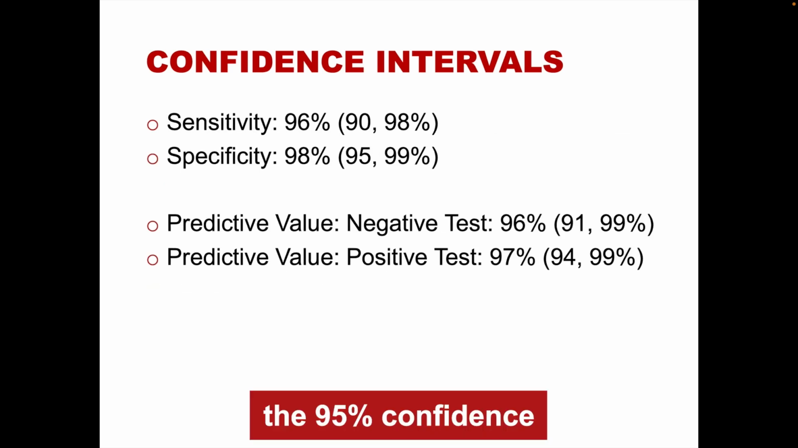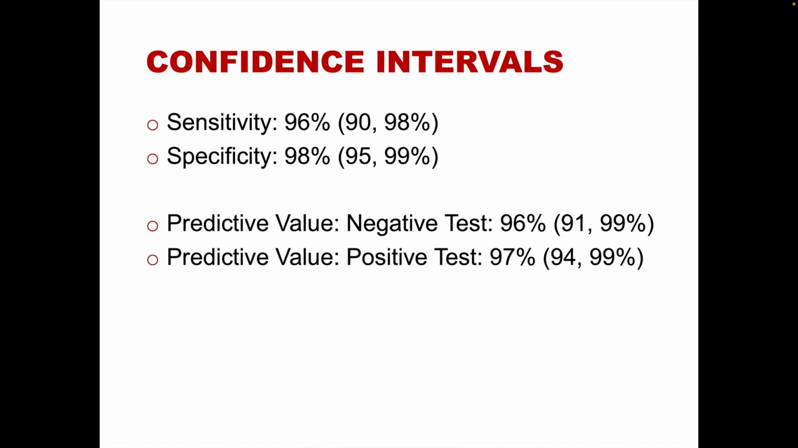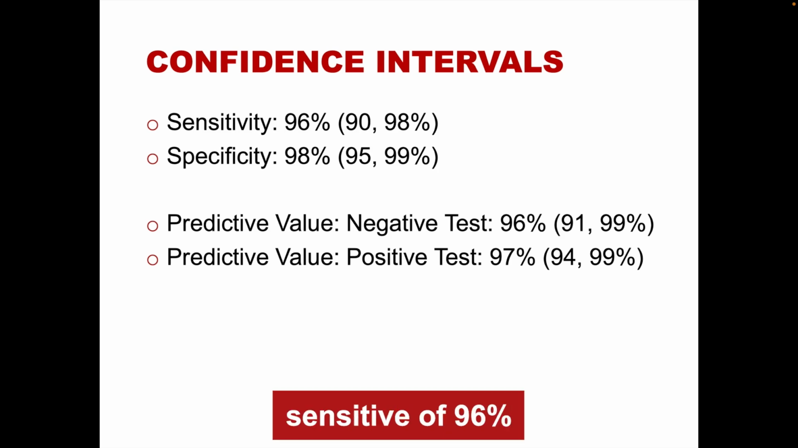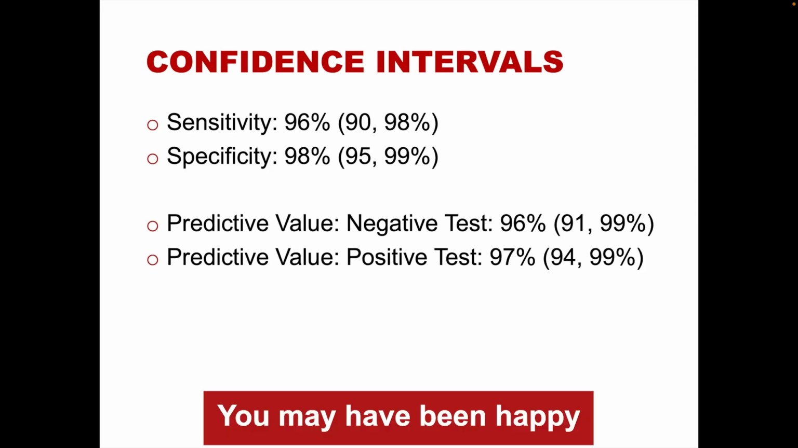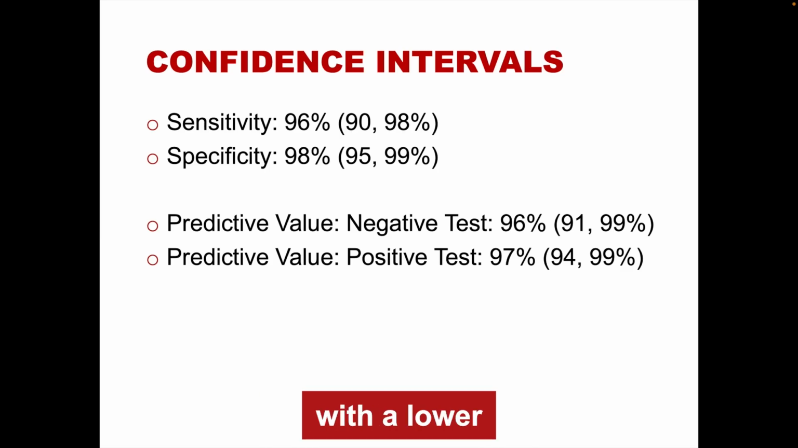Here are the 95% confidence intervals for the study test characteristics. In this example, there is 95% confidence that the sensitivity of 96% will fall between a lower limit of 90% and an upper limit of 98%. You may have been happy with a sensitivity of 96%, but not so happy with a lower limit of sensitivity of 90%.